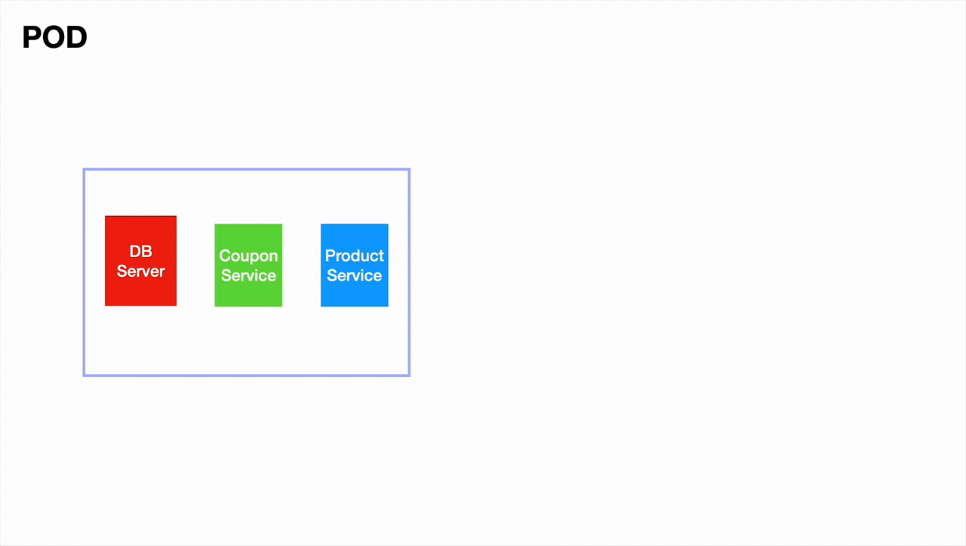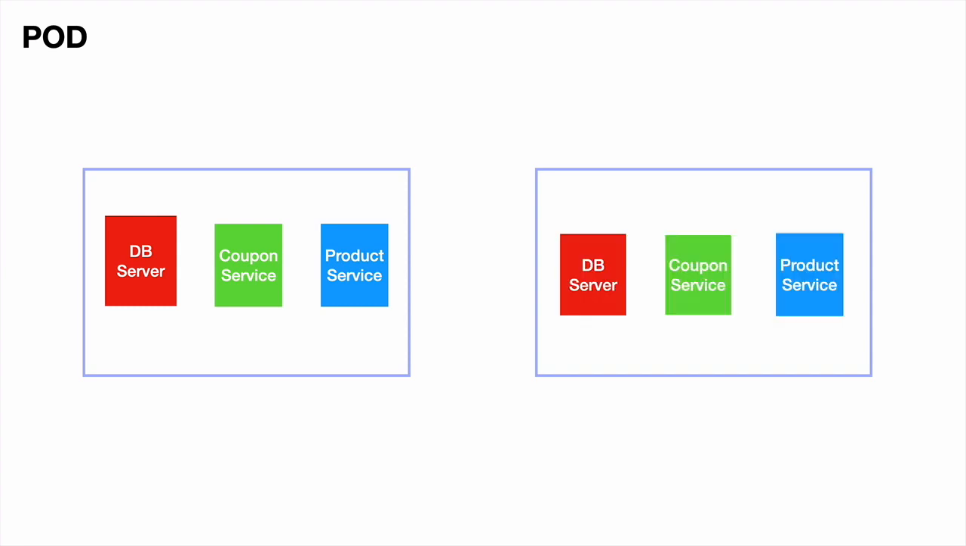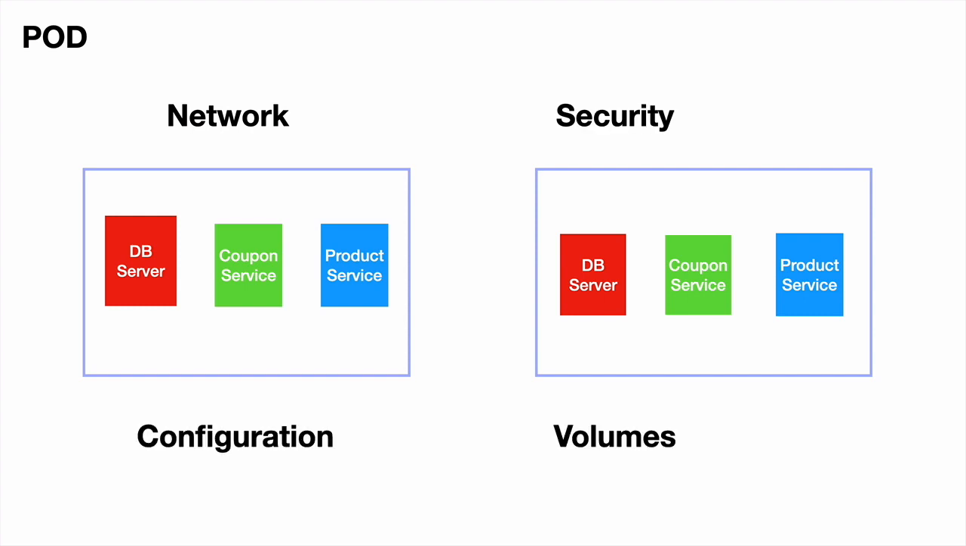All the containers within a pod will share the life cycle of the pod, meaning if a pod is up, that means all the containers within that pod are up. If a pod goes down, then all the containers in that are gone. Kubernetes will automatically create another pod. If one of the pod dies, it will create another pod with the same set of containers for us. And all these containers not only share the life cycle of the pod, they will also share the resources in the cluster like networking, security, configuration, and even data or volumes.